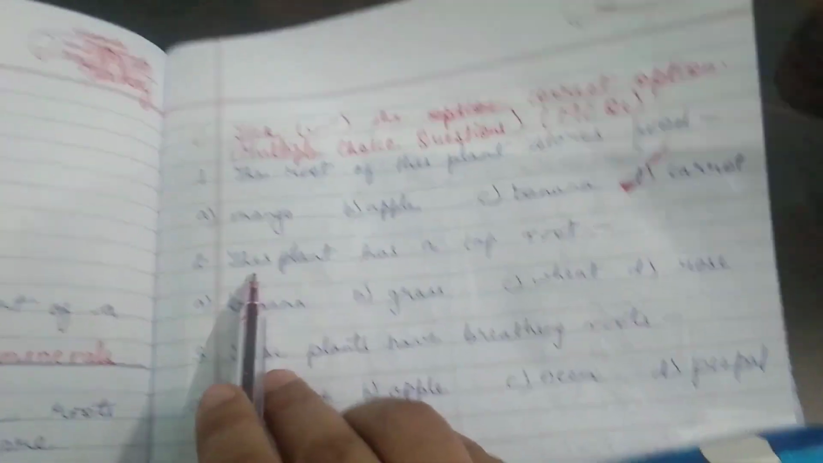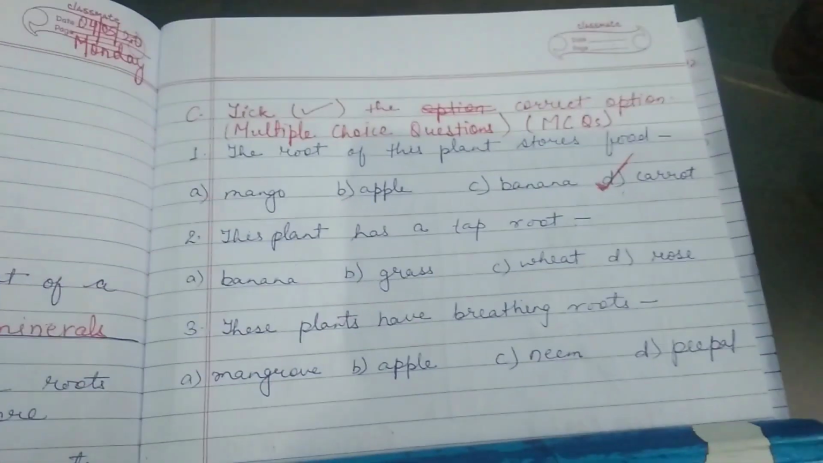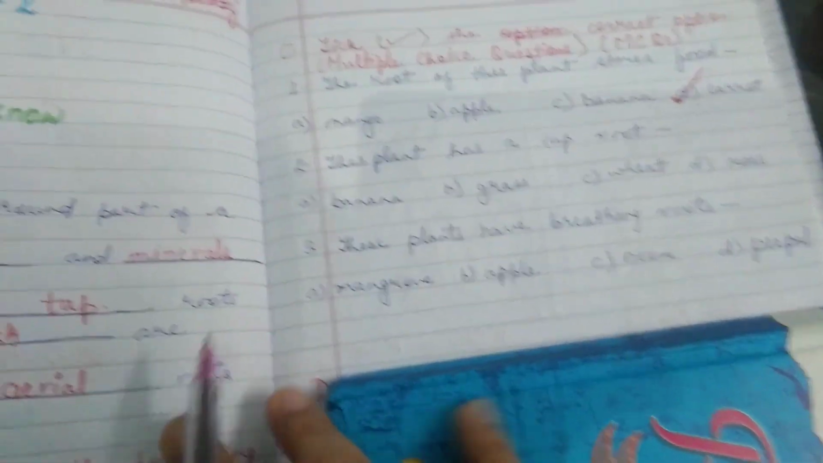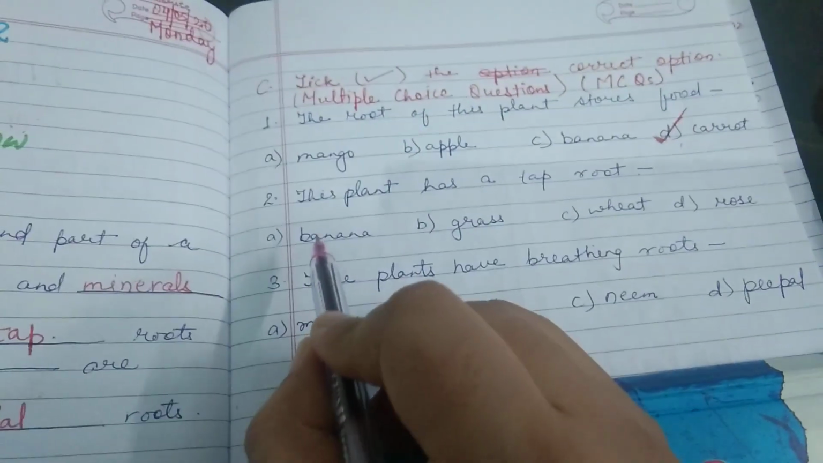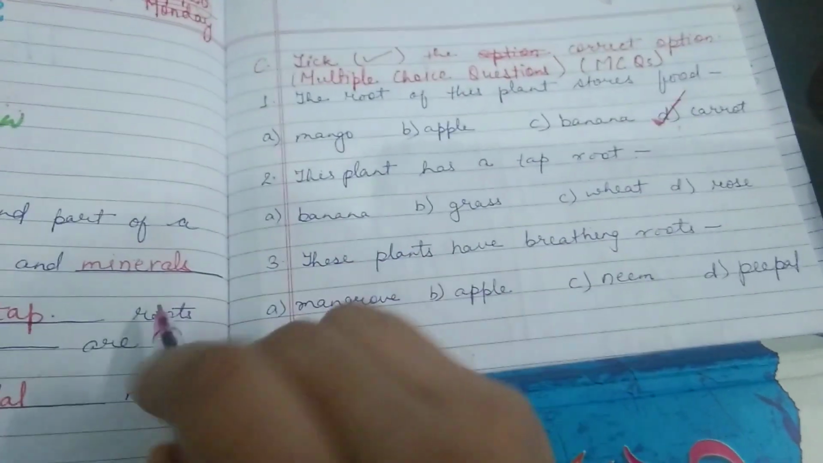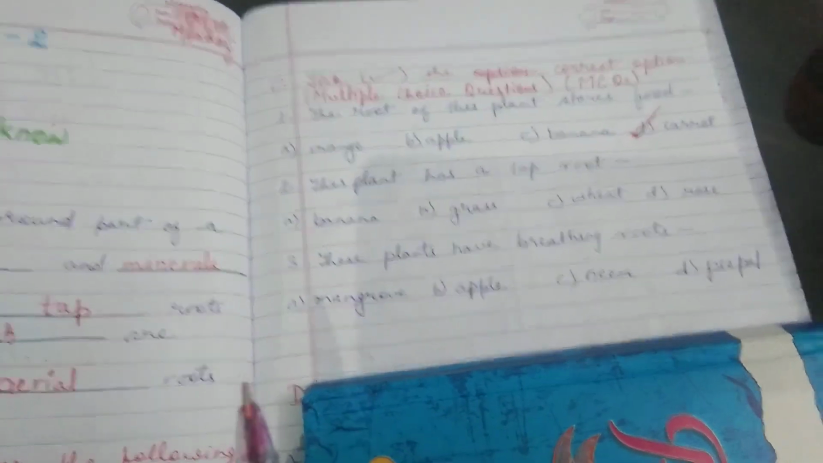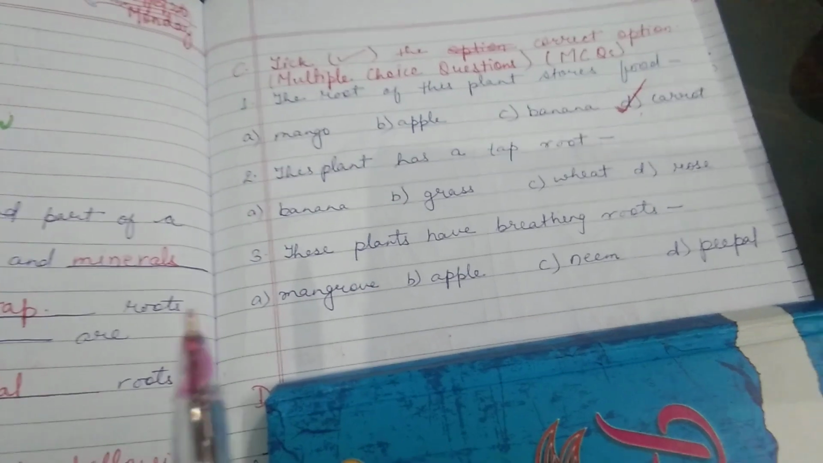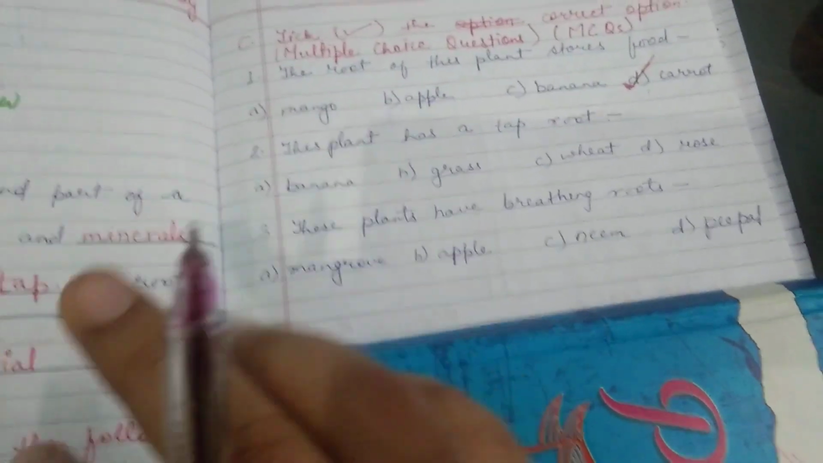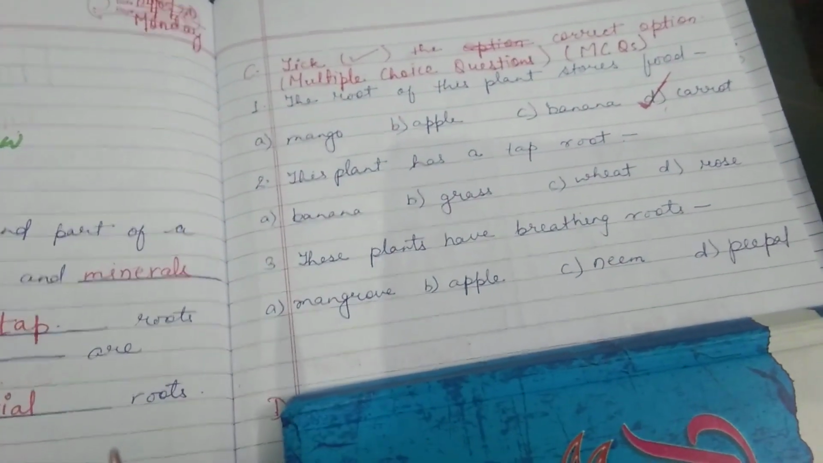Question number 2. This plant has a tap root. Okay. Banana tree. Banana is a tree, but when you want to get it out of the soil, it will not be as difficult as getting a mango tree out of the soil.